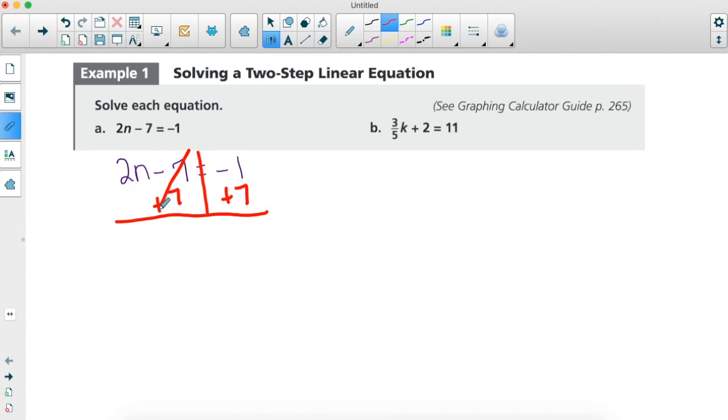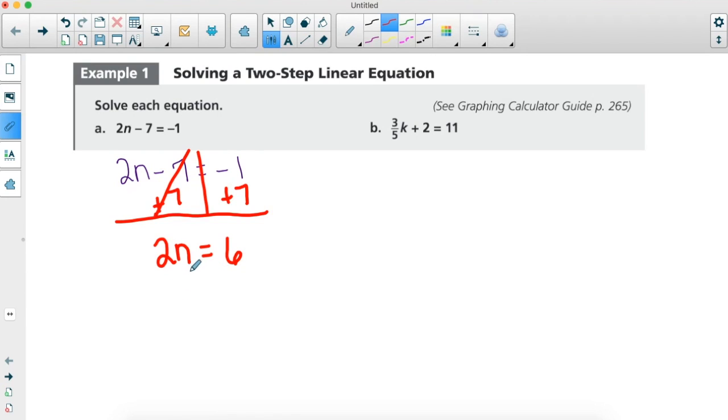Okay, so the -7 and 7 cancel out, and we're left over with 2n, so I'm going to bring it straight down, equals, and -1 plus 7 is 6. So now we have 2n equals 6. We're going to go ahead and simplify that by dividing both sides by 2.